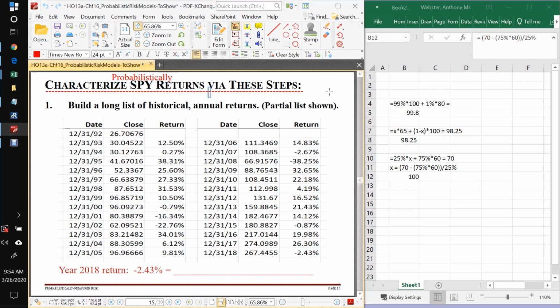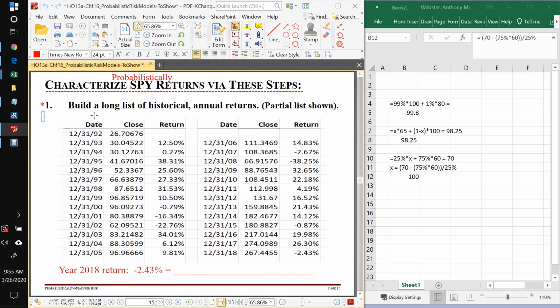Okay. That's our whole goal here: we want to do something analogous to what we did with the cash flows of the bonds that we looked at before that were Bernoulli distributed. These are going to turn out to be normally distributed. So to start with our characterization of SPY returns, step number one is we want to look at what's happened historically.